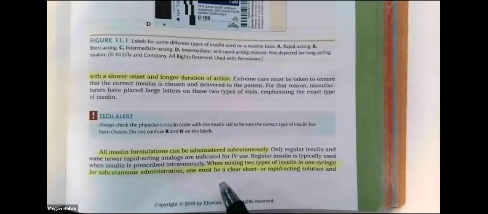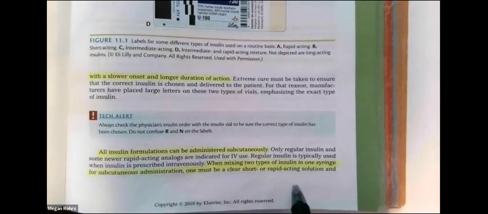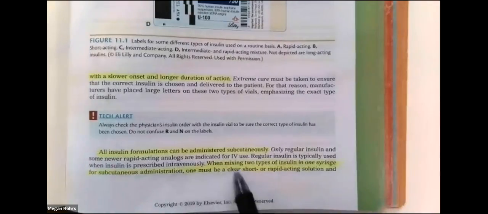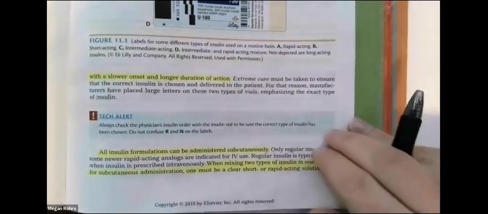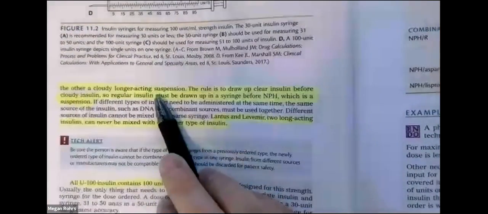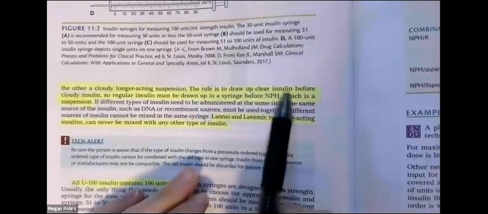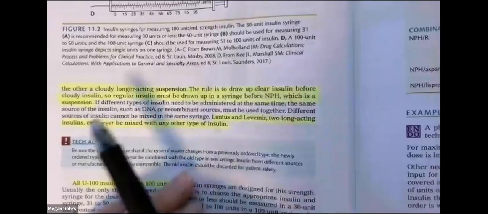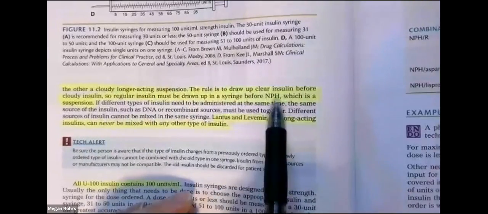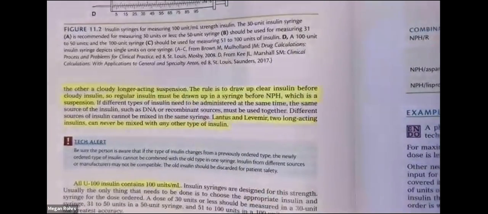If you ever have a case in which a nurse has to draw up two different types of insulin, say we need to combine both regular and NPH, one must be clear, either short or rapid acting, like a regular, and the other a cloudy, longer acting. If we were adding a regular to an NPH in the same syringe, we would always have to draw up the regular, or the clear insulin, before the cloudy insulin. So if we were doing regular and NPH, it would go regular and then NPH into the syringe.